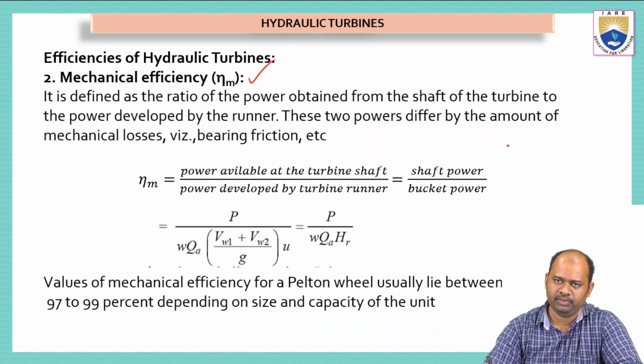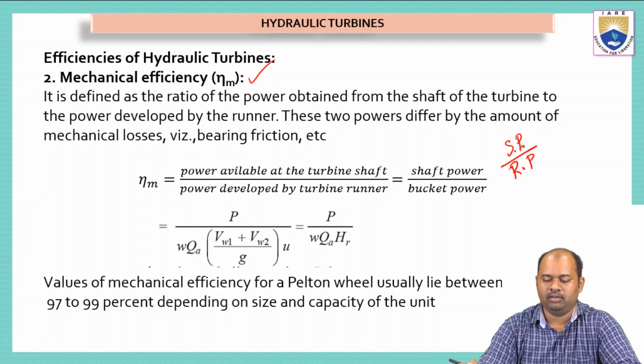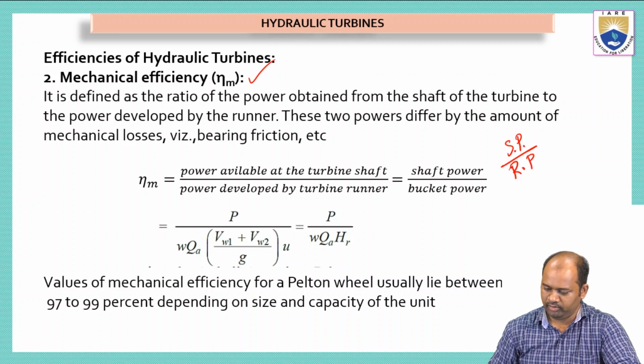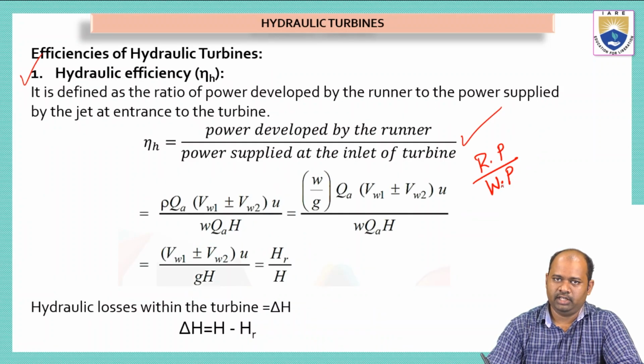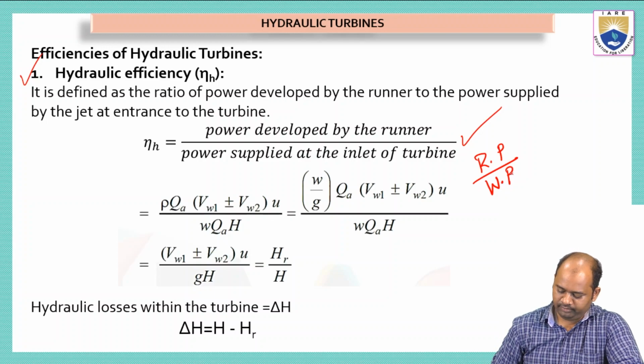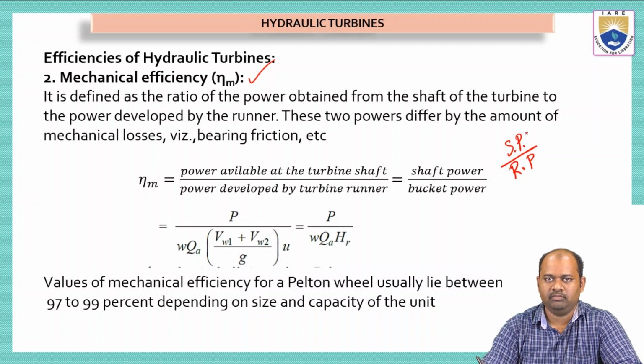So this can be written as shaft power and runner power. Shaft power to the runner power. Previously, in the previous efficiency, we wrote runner power to the water power. It is the ratio of runner power to water power. Remember this. Here mechanical efficiency is nothing but shaft power to runner power.